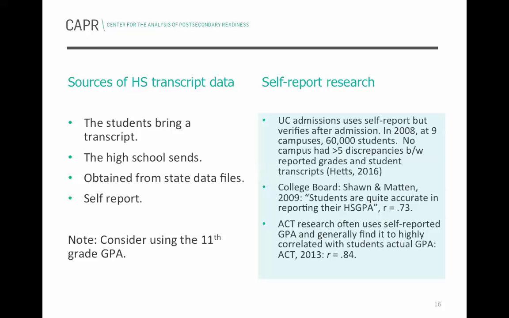And what's becoming more and more common is considering the use of the 11th grade GPA. So California is a state that's been out front on a lot of this work. And they found that the 11th grade GPA is almost always quite similar to the 12th grade GPA. By the 11th grade, students have done a lot of the work that they're going to do in high school, and they found it reasonable to use the 11th grade GPA for placement.